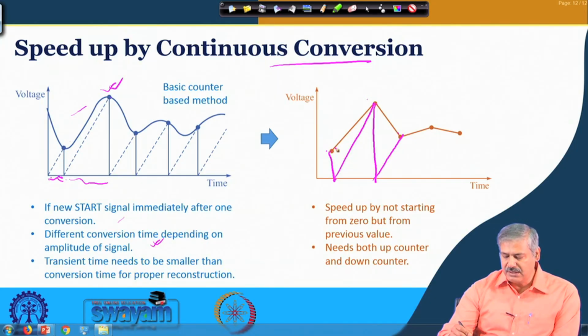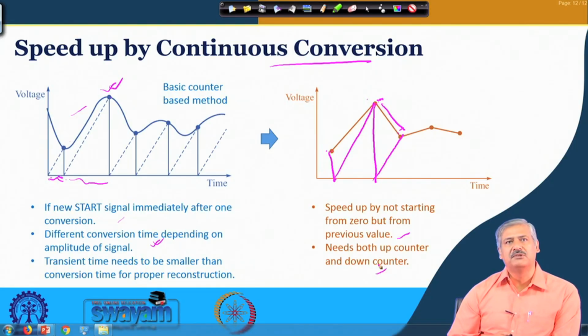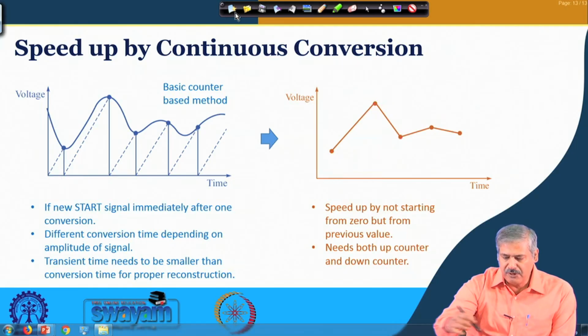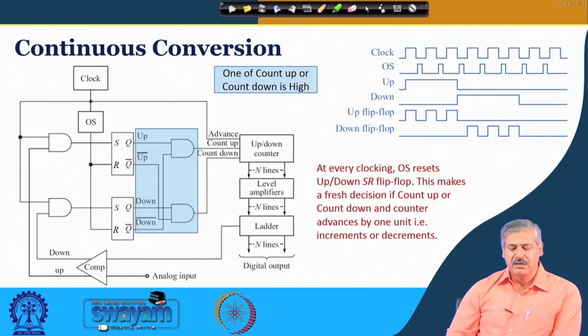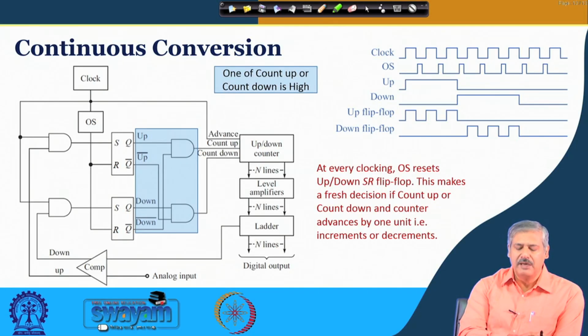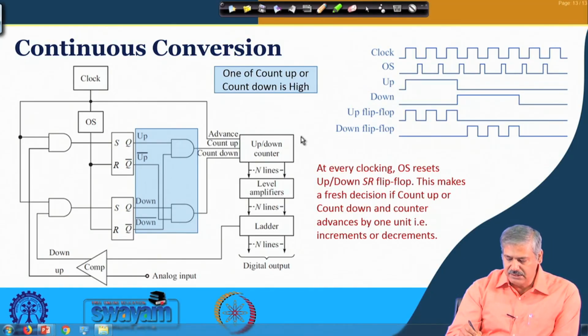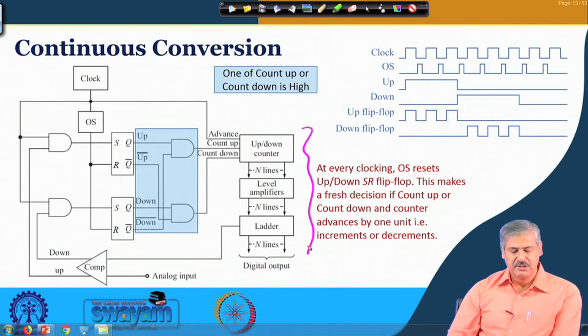Okay. So, by this a speed up is achieved. And for this you can see here the counter is going up from the previous value, and here the counter has to come down. So, we need both up count and down count options within the circuit. Okay. Now, for this we employ a circuit which is of this nature, which is an upgrade of the counter based circuit that we had seen before. So, we had already seen this block before, okay, this block before.